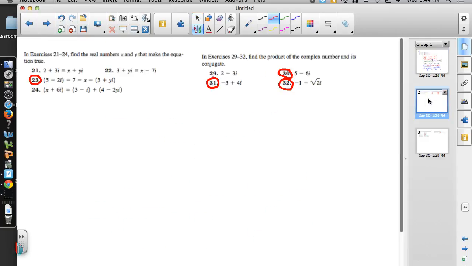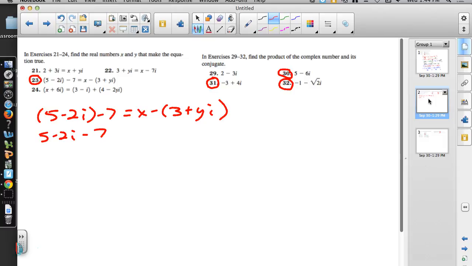Number 23 says find the real numbers x and y that make the equation true. And we have 5 minus 2i, that quantity minus 7 equals x minus 3 plus yi. Well, the first thing you have to do is simplify this. And the parentheses on the left aren't really doing anything other than showing us that this was a complex number. And over on the right-hand side, we have to distribute that negative through the parentheses. So on the left-hand side, we can see that the real part would be -2 and then minus 2i. And on the other side, we have this x minus 3 and minus yi.